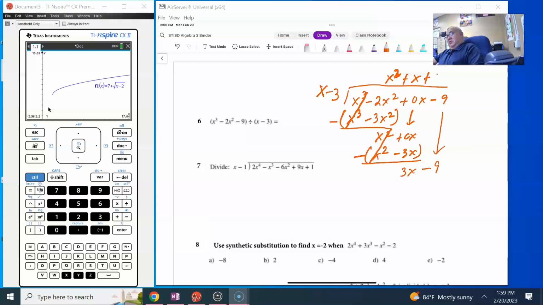So x times 3 gives you 3x minus 9, and then when you subtract, the remainder is 0.